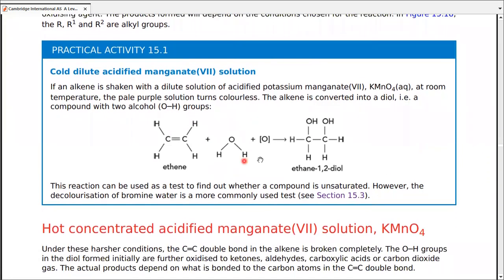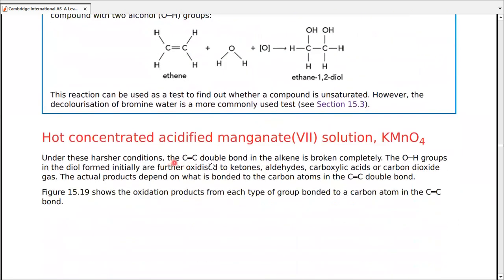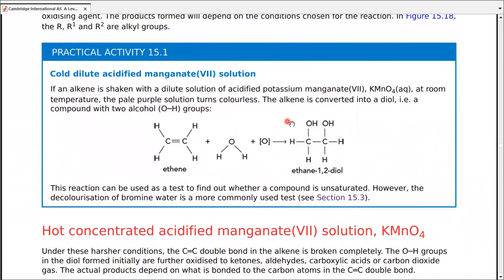Let's start with practical activity 15.1. This specific thing is in blue color and stated as a practical activity because this is something that we tend to go with in lab. This is something that we expect the students to perform on their own as a part of paper 3 in AS. So that's why it's highlighted like this. Although they can perform hot concentrated acidified manganate 7 solution experiments, which are given right below, they are supposed to perform this one on their own. That's why it's highlighted.